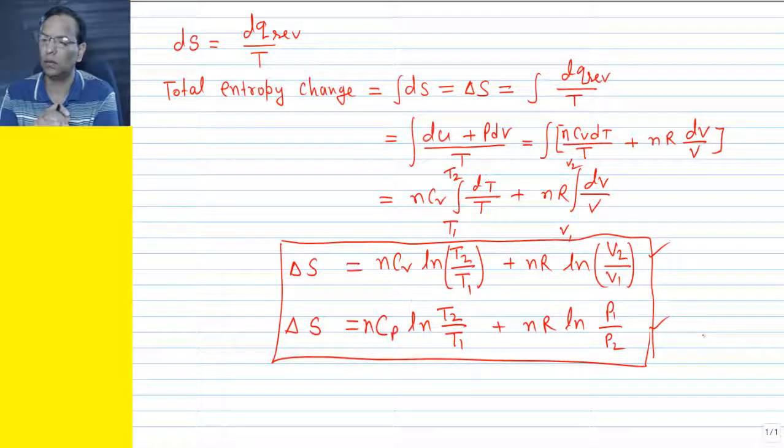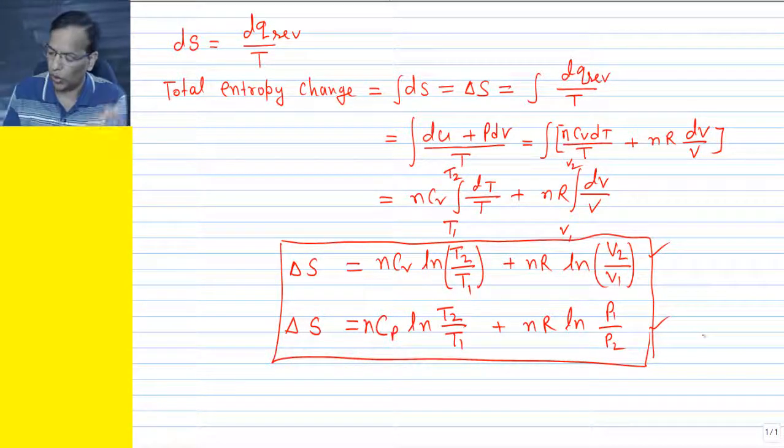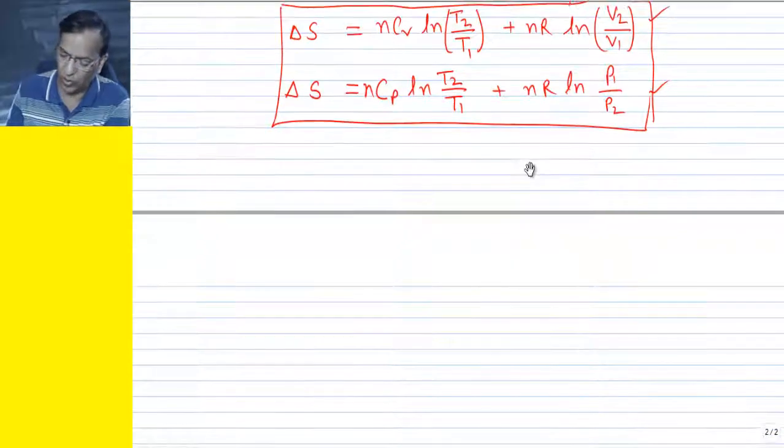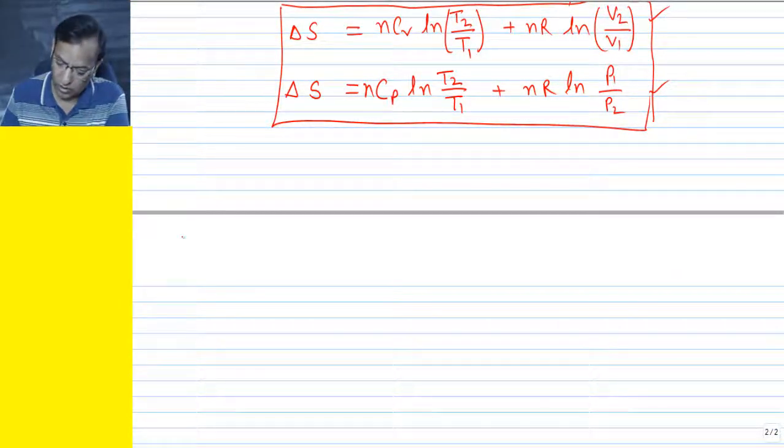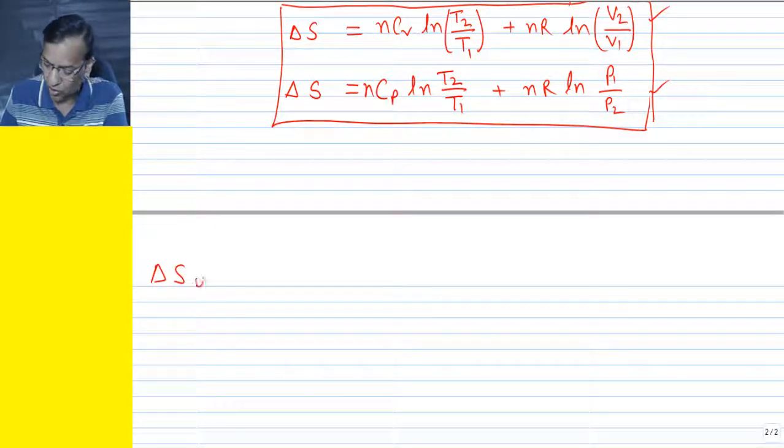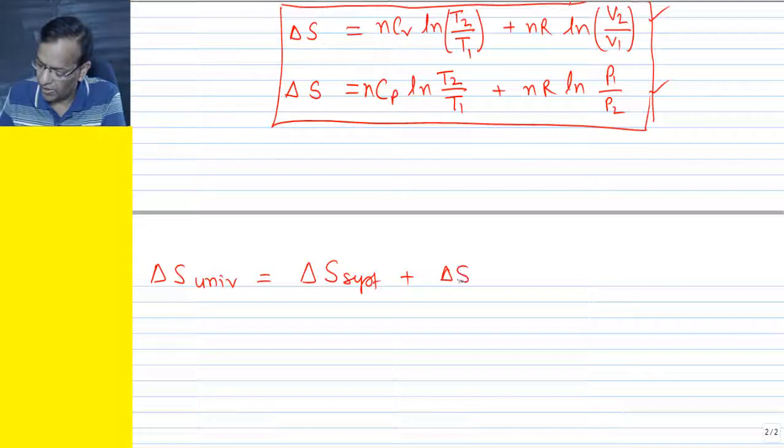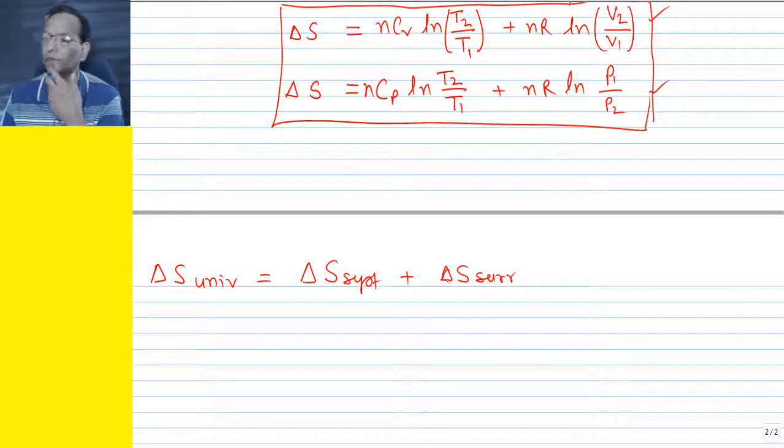Now, the point here is, how do we determine entropy change for the universe, which includes system and surroundings? So the point we want to understand here is how to determine entropy change for the universe. So delta S universe is the sum of delta S system plus delta S surrounding.